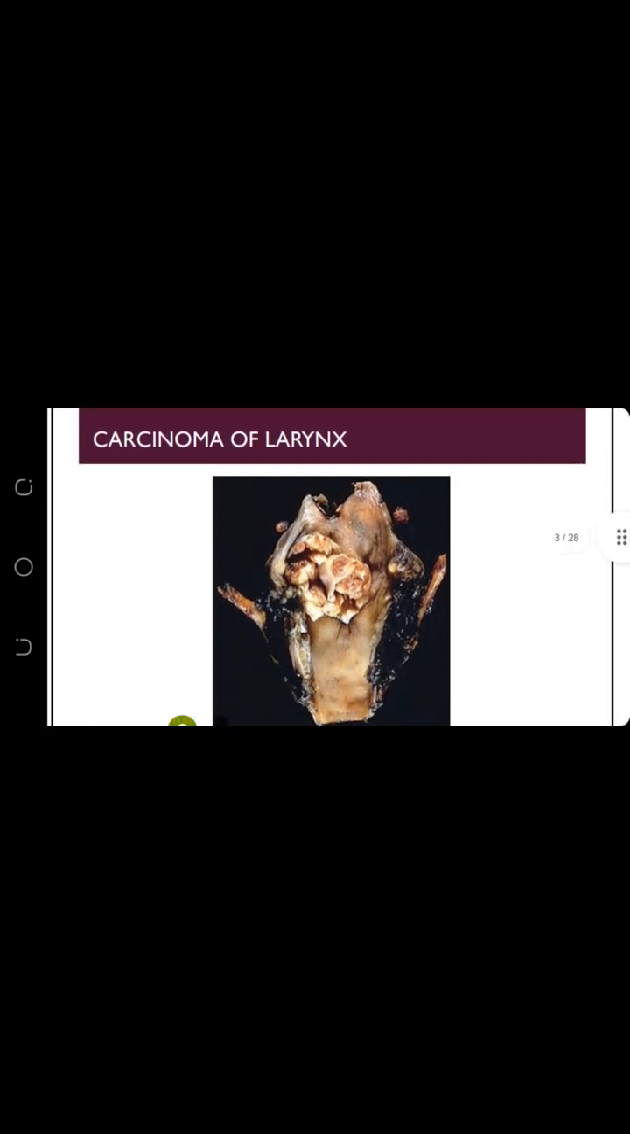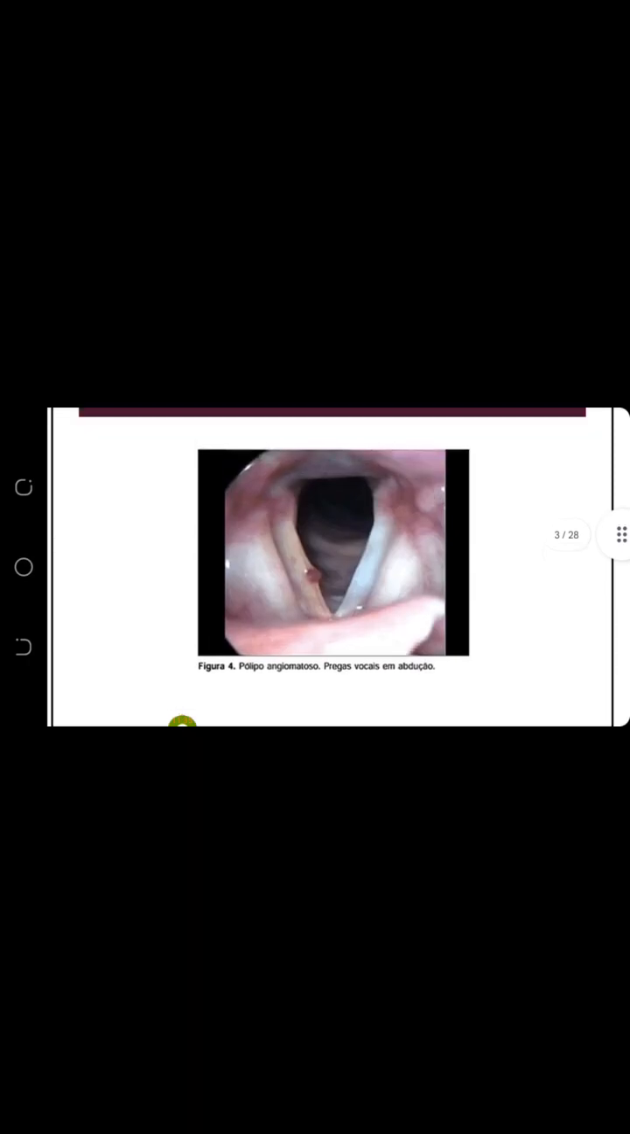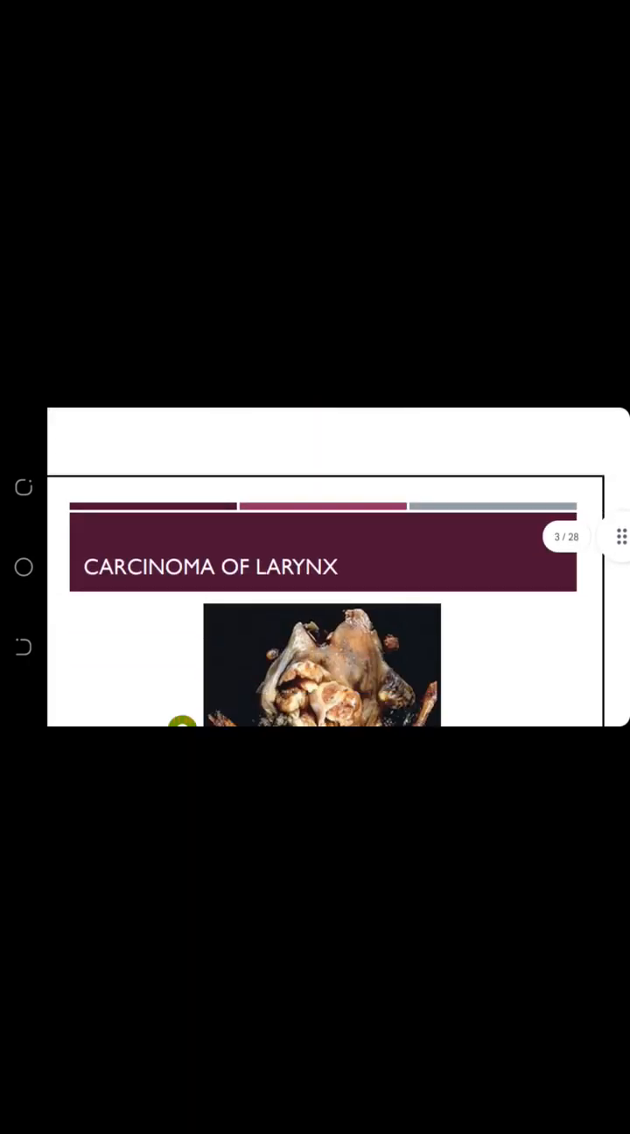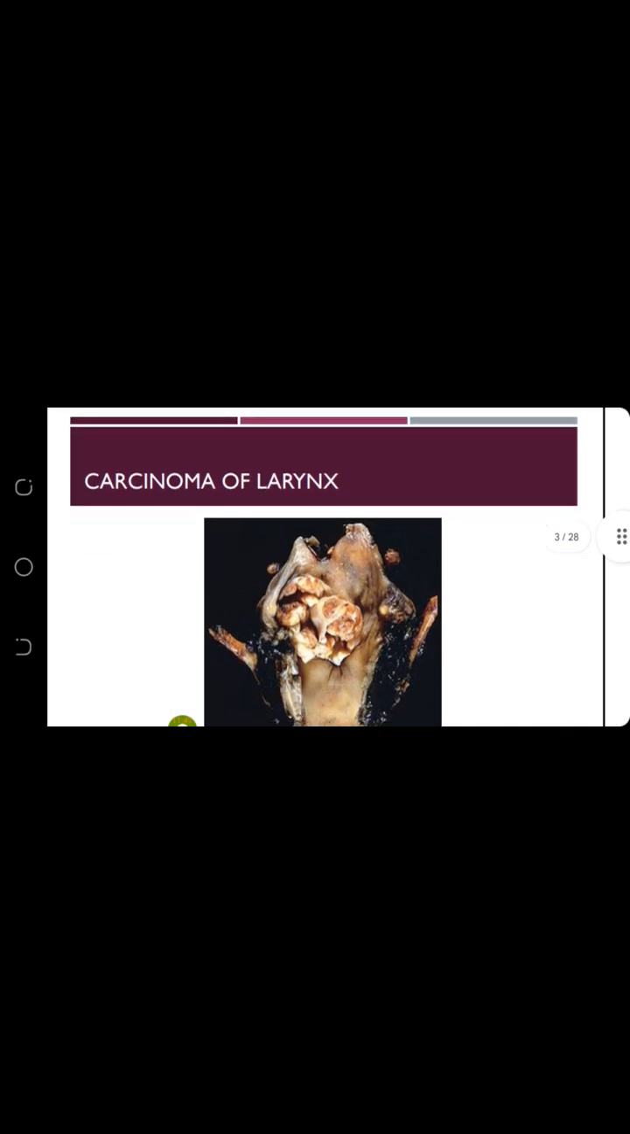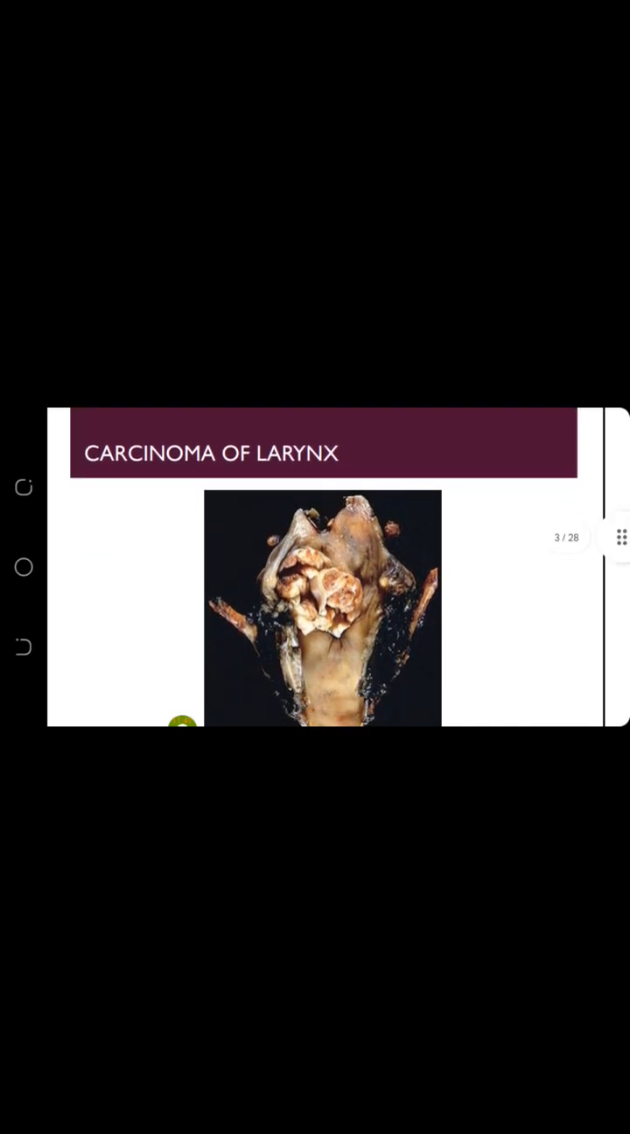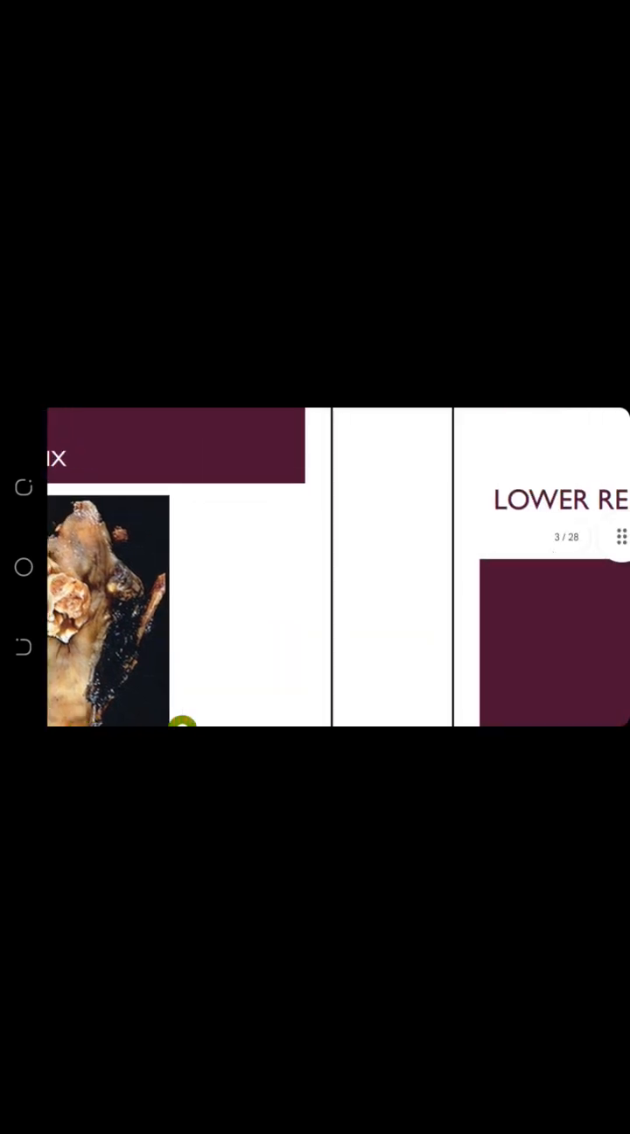So imagine this was just the normal larynx, and then this one is the carcinoma, which is abnormal. It has infection and whatnot. The color starts changing, the cells change in appearance, and then you start seeing all these forms.